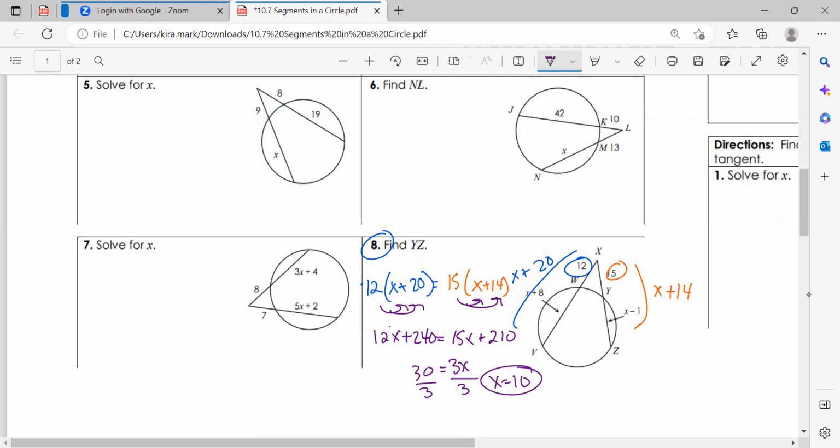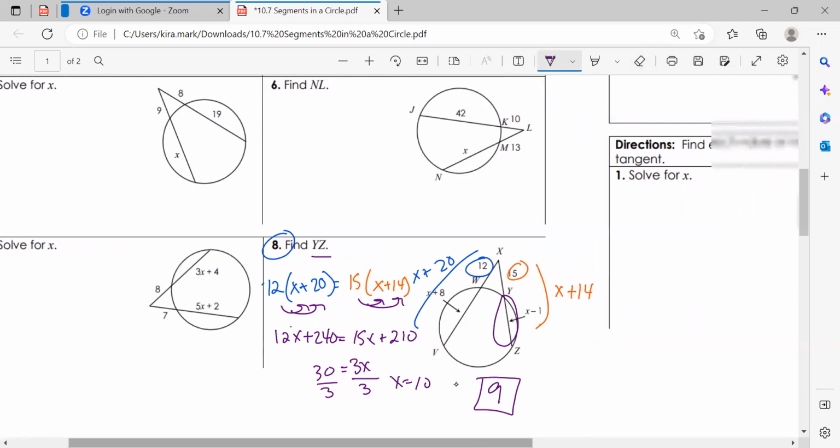Okay. Oh wait, that's not what we were looking for. I'm glad I looked. We are looking for YZ. YZ is this bit right here. So my answer is going to be 10 minus 1, which is 9. So YZ is 9. Oh, I guess I can erase that bit. There you go. Okay.